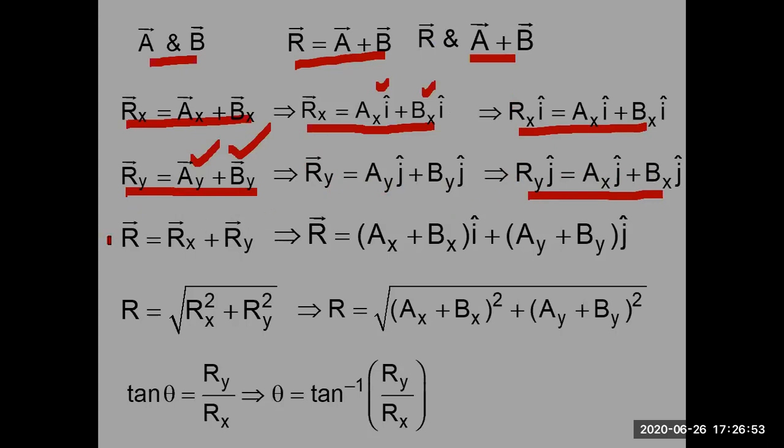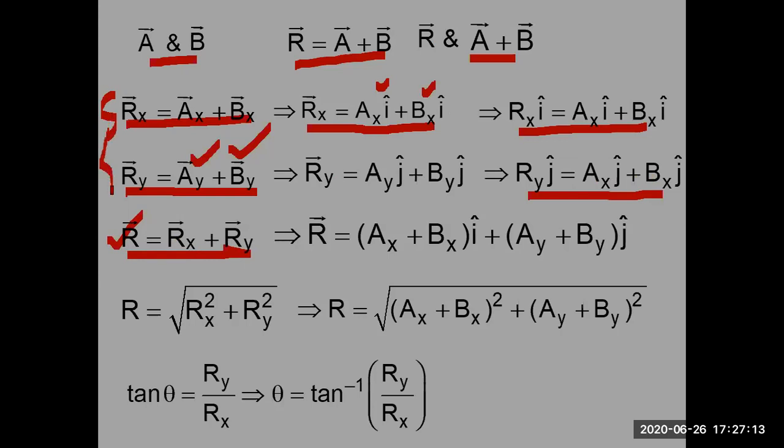So if you look at this, the resultant vector is equal to Rx plus Ry. Now we are calculating the total resultant value. So here it is. If you look, you have added both the horizontal components of A and B.